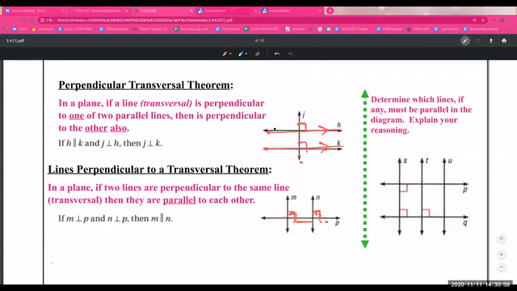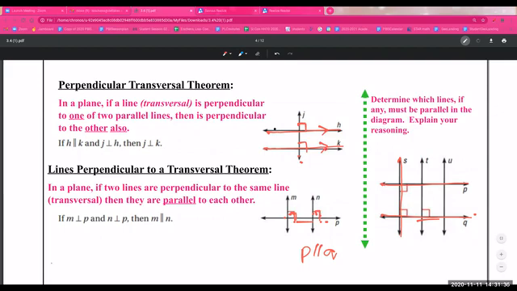All right, so in this example, it says determine which lines, if any, must be parallel. So first of all, let's look here. Here we have S, and S looks like it's perpendicular to P, and it's perpendicular to Q. It tells us if two lines are perpendicular to the same transversal, so both P and Q are perpendicular to S, then they're parallel to each other. So we would say P is parallel to Q, because S is perpendicular to both.